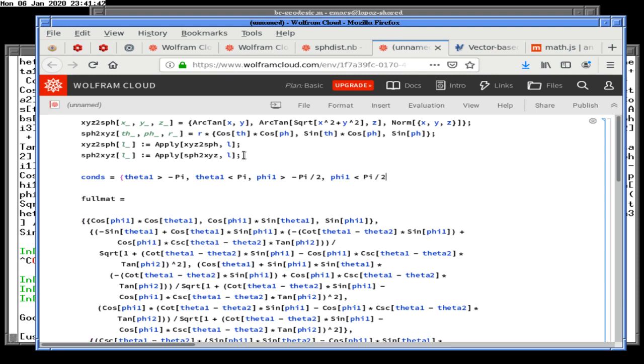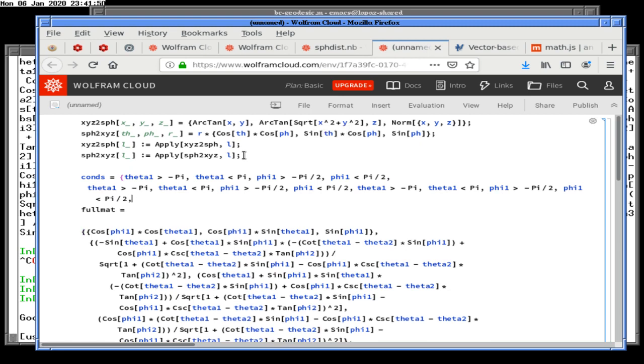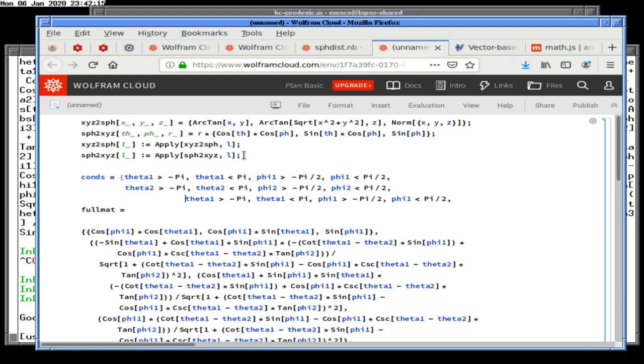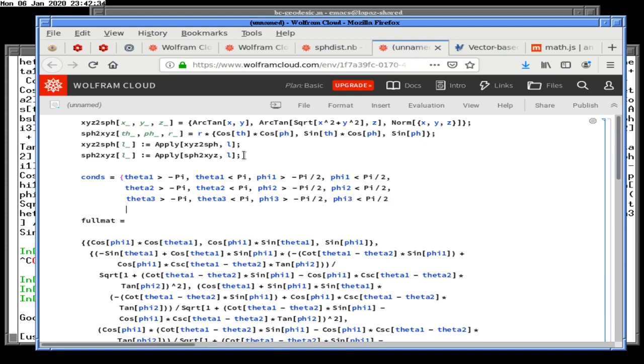And then we just need to copy this line for theta 2 and 3. We can indent, even if you can't. So theta 2 also is between negative pi and pi. And phi 2 is also between negative pi over 2 and pi over 2. And finally, the value we're converting, theta 3, also has these properties. Okay. All right, so now we have a bunch of conditions that we can use to simplify.